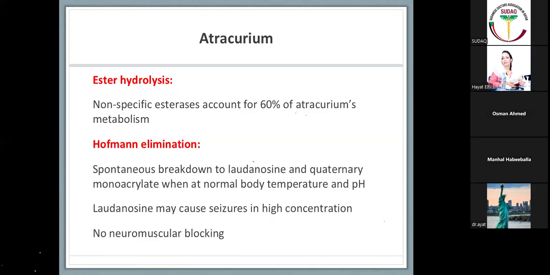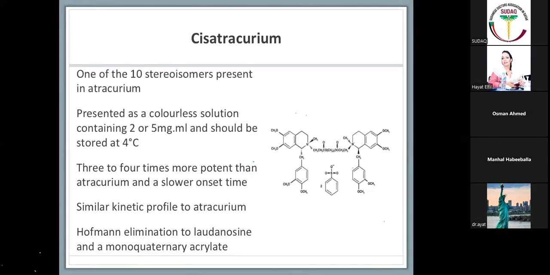So acidosis and hypothermia will also slow this process. Acidic conditions could accelerate ester hydrolysis, and it might slow the Hofmann elimination. So all these kinds of interactions might affect the metabolic pathway of atracurium. Cisatracurium is an isomer, one of the 10 isomers present in atracurium.